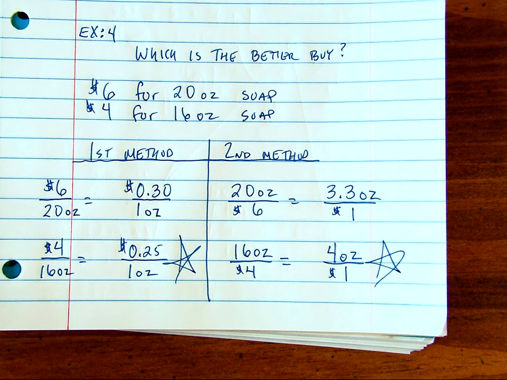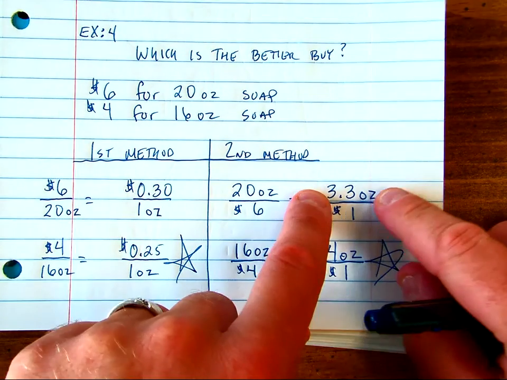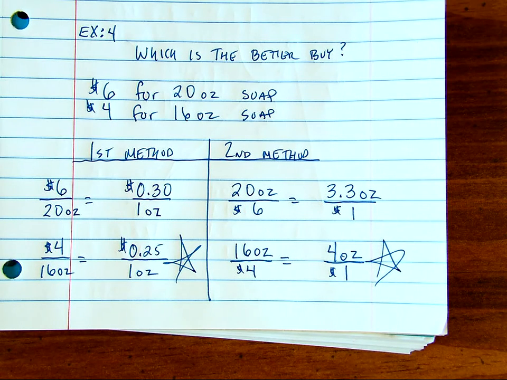Now, why did some of you choose $6 for 20 ounces? I did it the second way and then I did it wrong. You did it the second way? See, we're always trained to think, oh, the smaller number must mean it's the better buy, right? We have to ask ourselves, what's going on here?